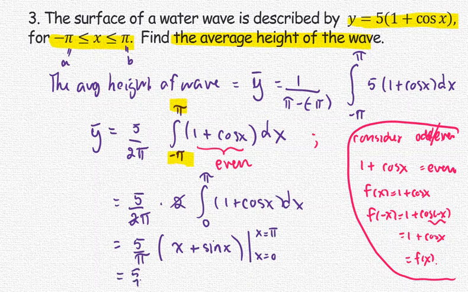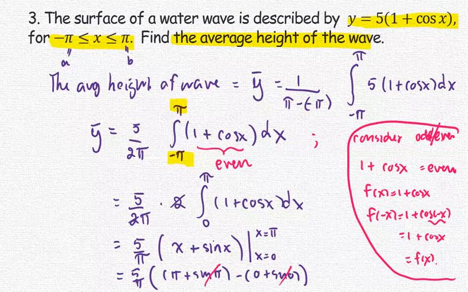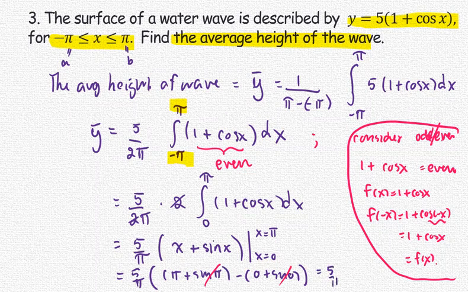Replace the value, the upper limit first, that is pi plus sine pi, subtracted by 0 plus sine at 0. The sine at pi and sine at 0 both equal 0. So the answer comes to be 5 over pi multiplied by pi, or just 5. So we get 5 as the average height of the wave.